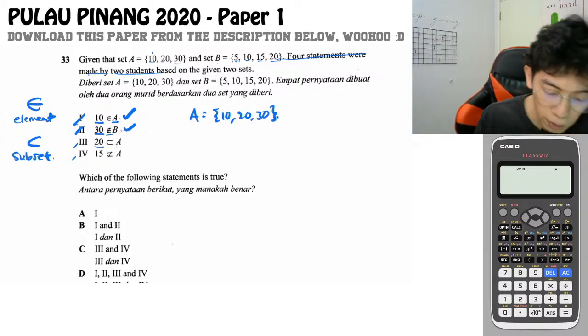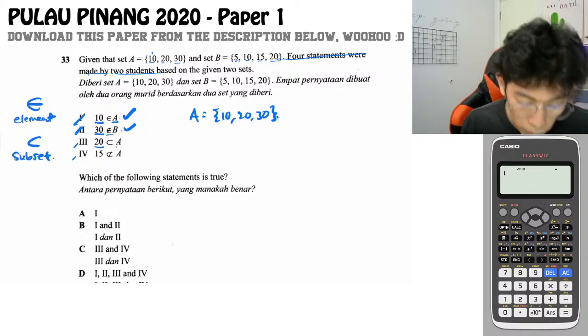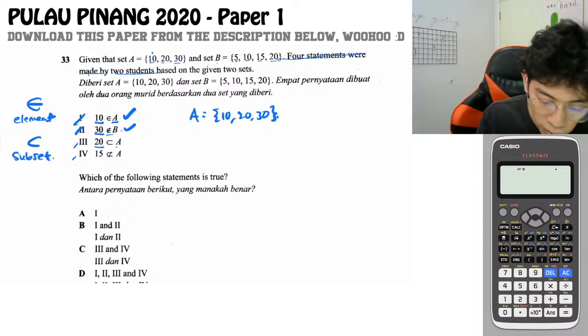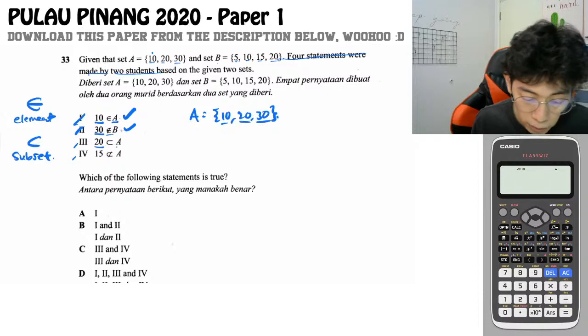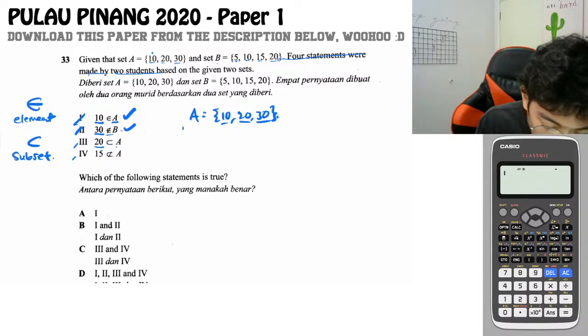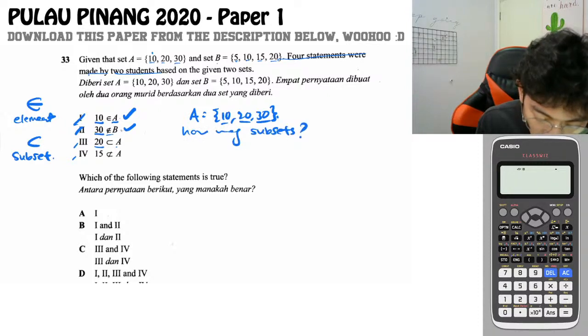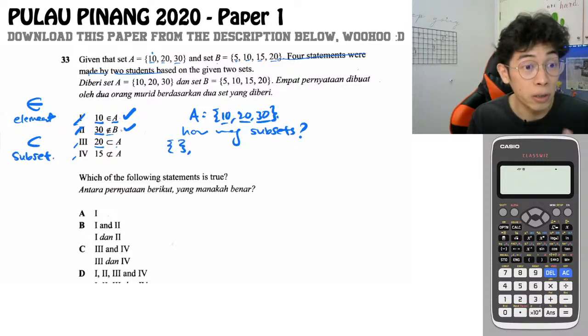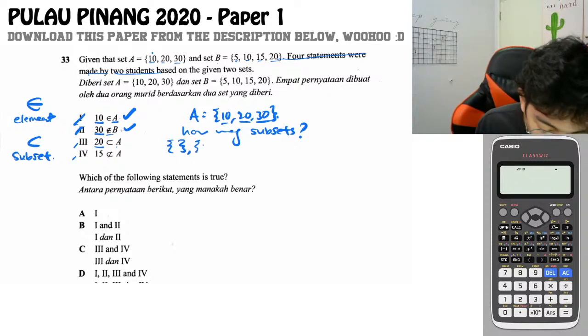So if this is the given set, the 10, 20, 30 are the given elements. If they ask how many subsets you can form, first it's going to be the empty set. These are the possible combinations. Then you have 10, you have 20, you have 30.